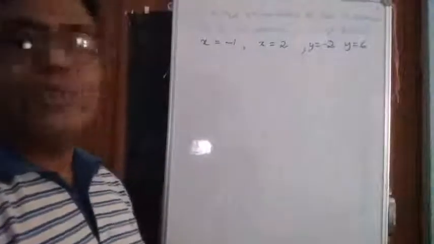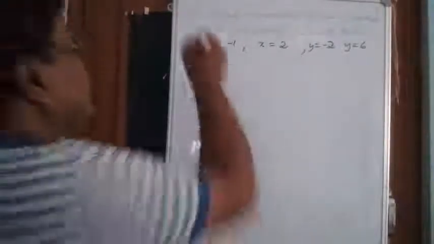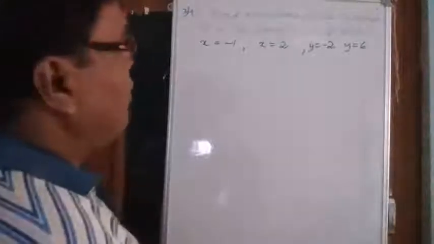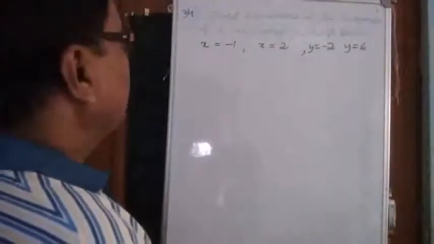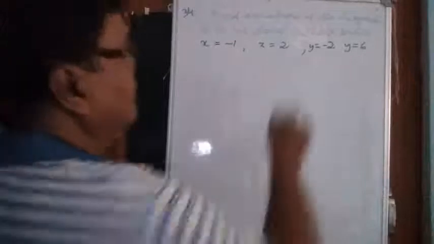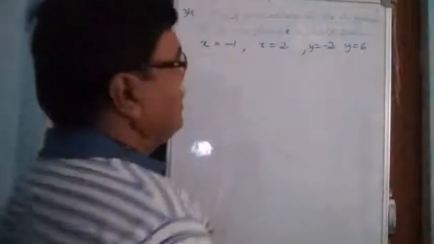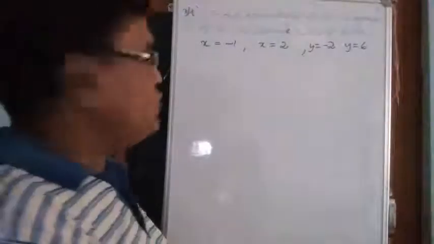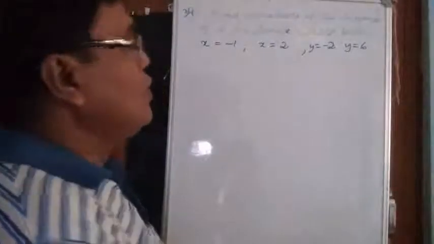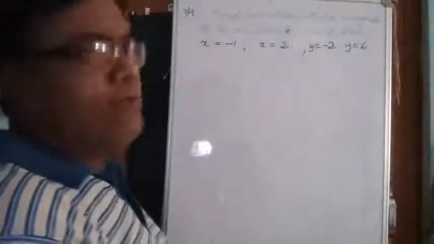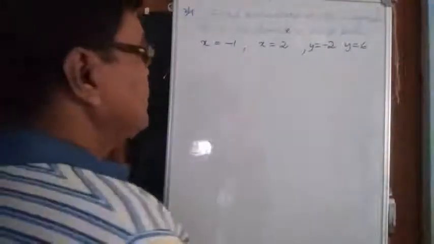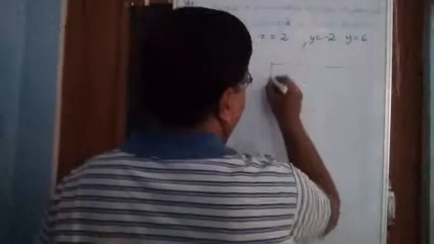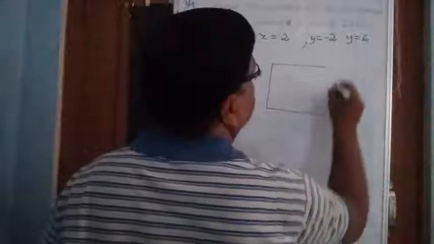Okay, the next question we have to discuss is question number 34 of the same exercise. Find the equations of the diagonals of a rectangle whose sides have the equations x equal to minus 1, x equal to 2, y equal to minus 2 and y equal to 6. Children, first of all, draw a rectangle to show the lines as given.